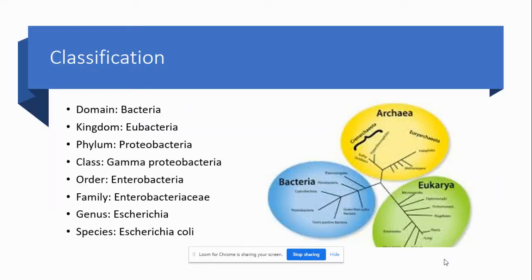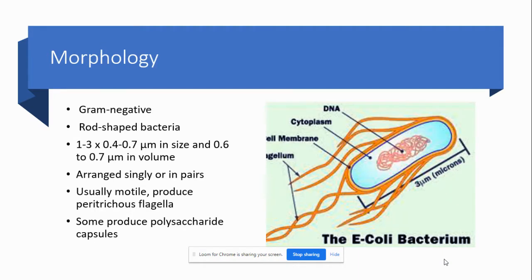So this is the classification. E. coli is a bacteria and it belongs to the kingdom of Eubacteria. The phylum of Proteobacteria, the class of it is Gamma Proteobacteria and the order is Enterobacteria. The family is Enterobacteriaceae. Genus is Escherichia, and the species is E. coli.